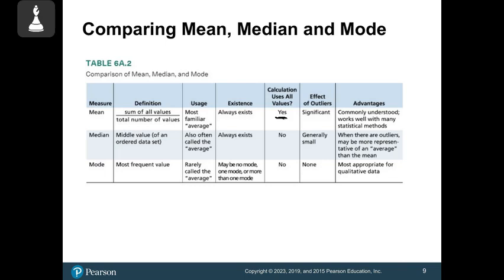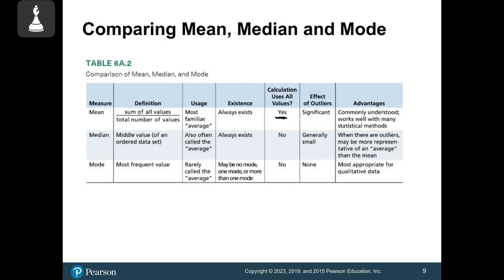Mode is the most frequent value. It's not really called an average. This one may or may not exist. Sometimes we have a value that is clearly shown more than others. Sometimes there are 2 values that occur more frequently than the others. There are other times when nothing happens more than the other. Every single number is different, then you wouldn't have a mode. So I could have one mode, I could have 2 modes, I can end up with no mode. So it doesn't always have to exist.